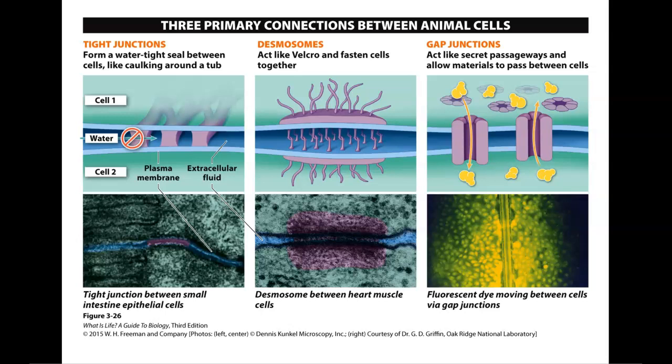Desmosomes is going to be another type. They're going to act as Velcro and fasten things together. So think of fastening cells together in the skin. You want them to have a strong connection, but you also want them to be flexible.